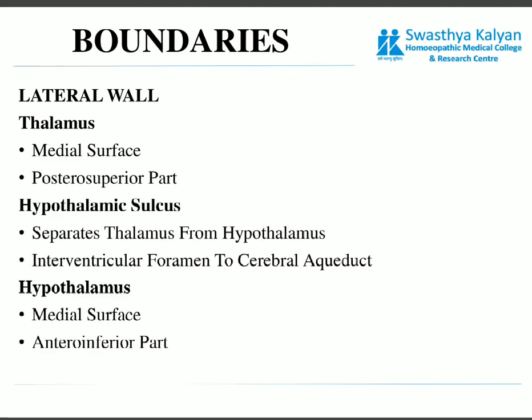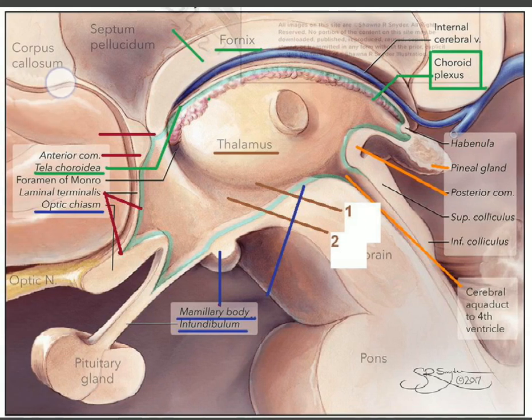Now the other boundary is the lateral wall. The lateral wall of the third ventricle is formed by the thalamus, that is the medial surface of the thalamus, the medial surface and the posterior superior part. Then another structure in the lateral wall is the hypothalamic sulcus, which is this. This is the hypothalamic sulcus here.